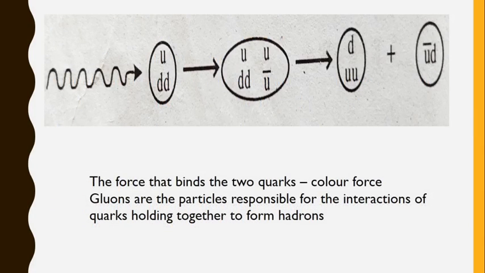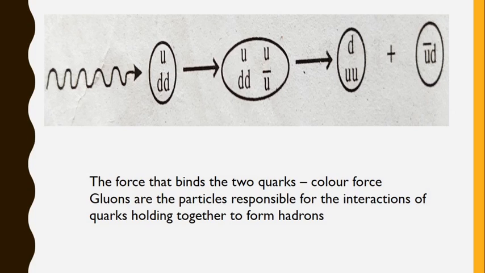And the force that binds the quarks is called color force. See, we know that the proton is made up of UUD and the neutron is made up of UDD. So there is a force that holds these quarks together, and that force is known as color force. And whenever a force exists between two particles, there must be a particle that gets exchanged between them, and those particles are known as gluons.